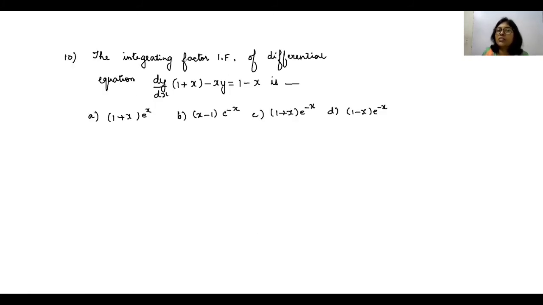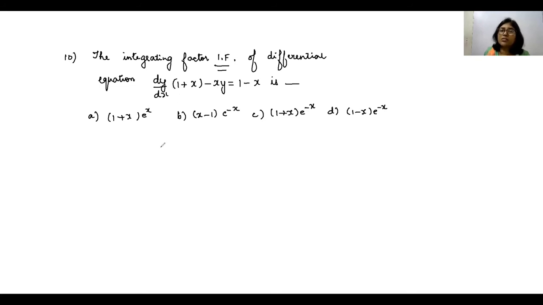Question is integrating factor of the differential equation. Now in GUJCET papers, one question of integrating factor is mostly asked, and one more question which is common is binary operation question, finding the inverse of the element, which I have taken up in the previous video, so you can have a look at that. Now going to this one, integrating factor.